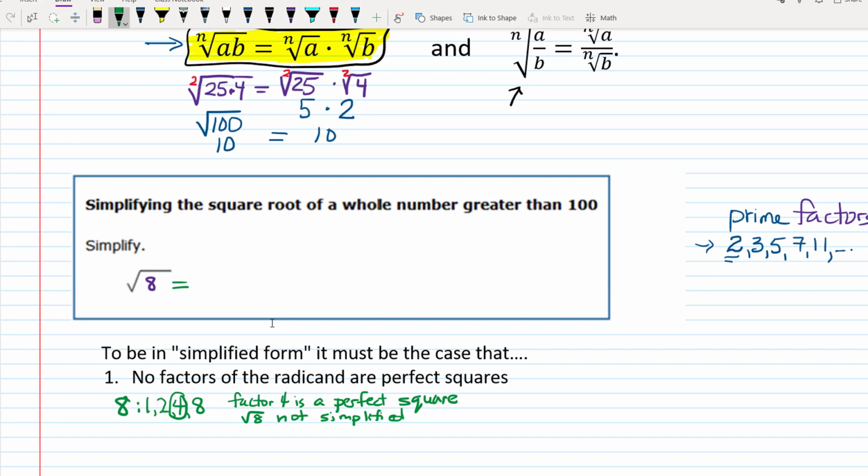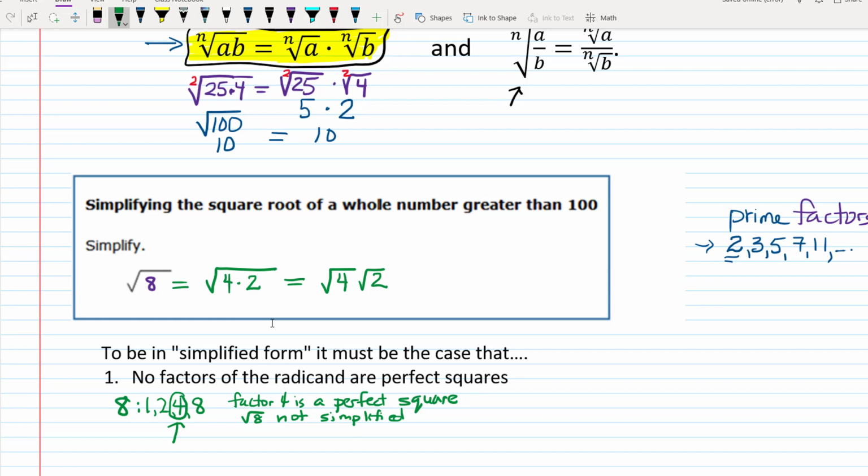All right, so what you do is you list out all the factors like we've done here, and you pick out the largest perfect square that's a factor, in this case 4. And you're going to rewrite the 8 as a product of 4 times whatever you need. Well, what times 4 is 8? 2. So we're going to rewrite this not as the square root of 8, but the square root of 4 times 2. And then we're going to use this idea that we can break it apart into 2 separate square roots. So this is the same as the square root of 4 times the square root of 2.